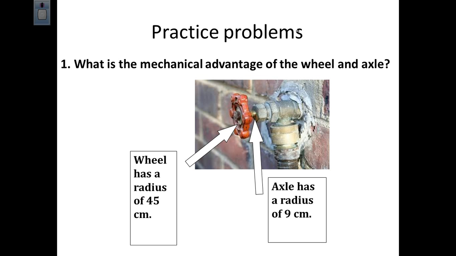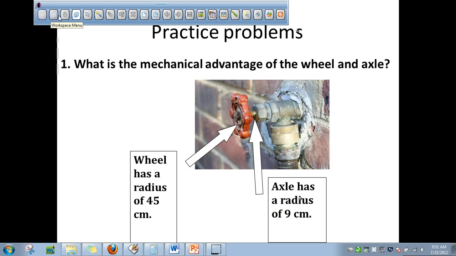Let's move on to some practice problems. Our first practice problem says, what is the mechanical advantage of the wheel and axle? And notice it gives us information. It says here that the wheel has a radius of 45 centimeters. This is the wheel. You are turning the wheel. The machine is turning the axle. And it says the axle has a radius of 9 centimeters. So, if you are turning the wheel, that is the same as the input. The axle would be the same as the output. Let's move on to our actual problem information.